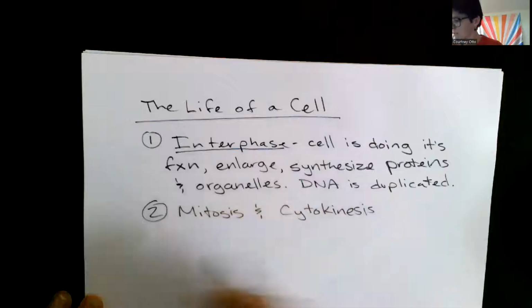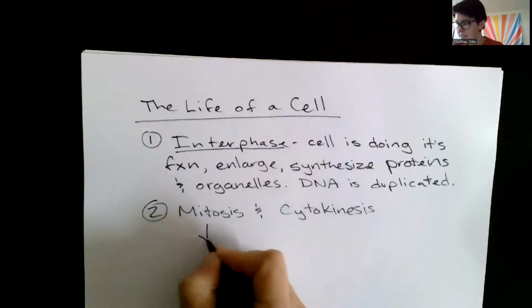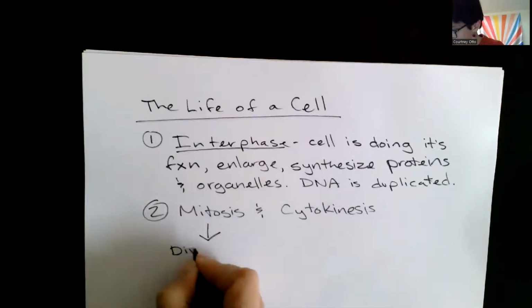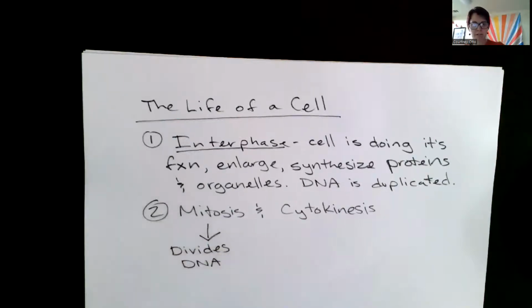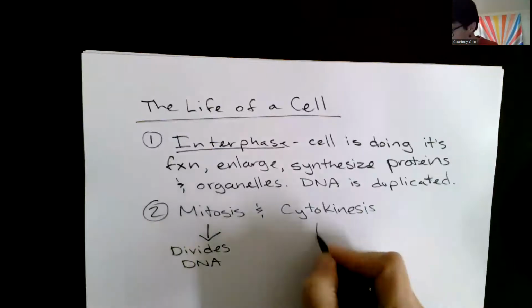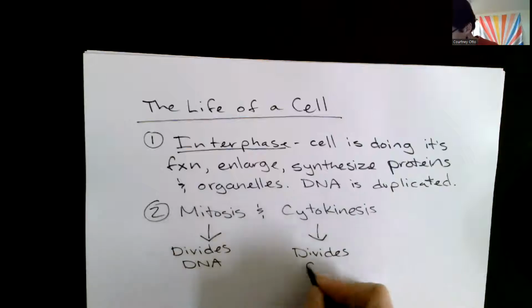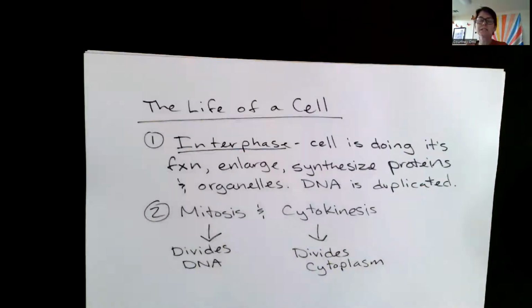And it's through these processes, mitosis and cytokinesis, that one cell can divide and make two. Now, mitosis is going to divide up the DNA. Right? That's how our genetic information is going to get separated. Cytokinesis is actually going to divide up the cytoplasm, and whatever's inside that cytoplasm. So if there's organelles in there, they're going to get divided up between the two cells that are produced.